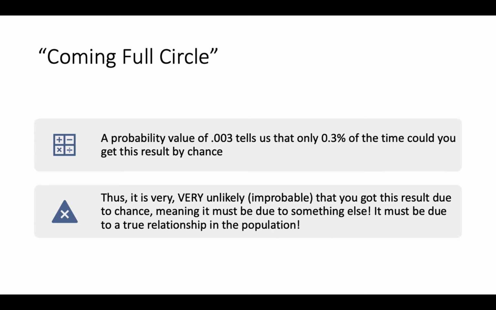So coming around full circle here, if you have a probability value of 0.003, that tells us that only 0.3% of the time you could get this result by chance alone. So it is very, very unlikely or improbable that you would get this result from chance, meaning that it has to be something else. It must be due to a true relationship in the population.